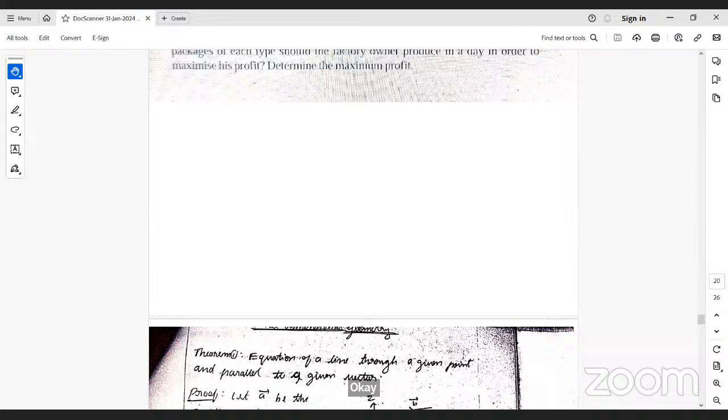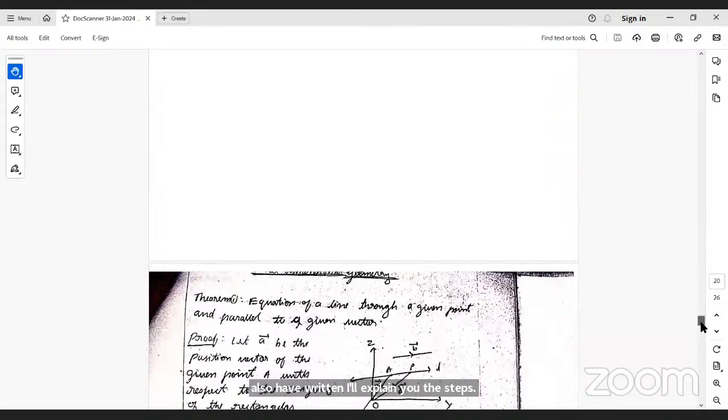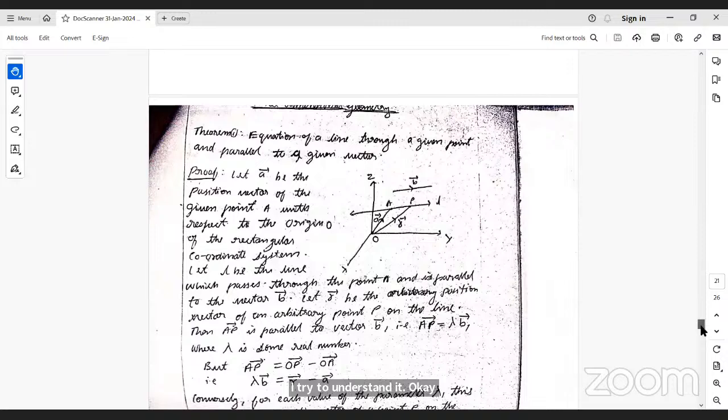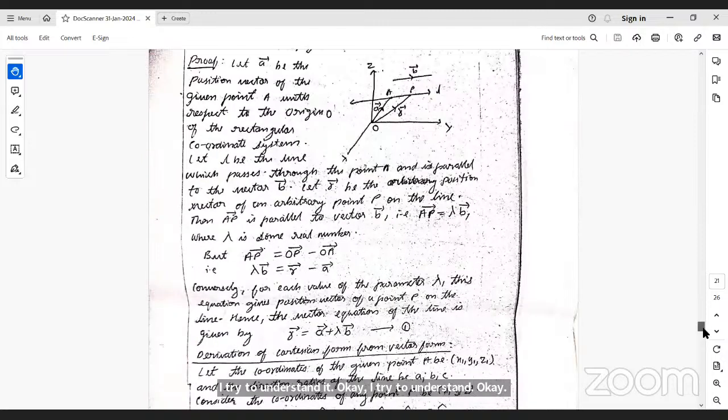Yes. So we will begin with the first theorem. Yes. Okay. So the theorems on 3D. So slowly, here already the proof also I have written. I will explain you the steps. Try to understand it. Okay. So the first question on three-dimensional geometry.